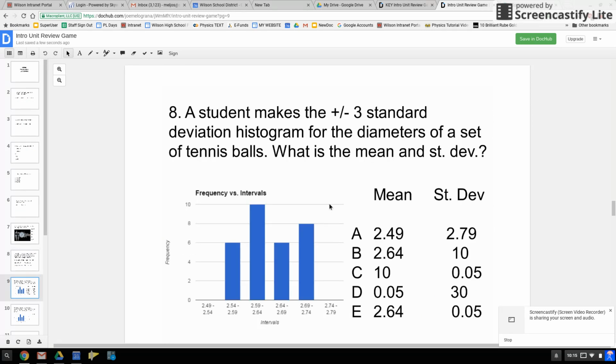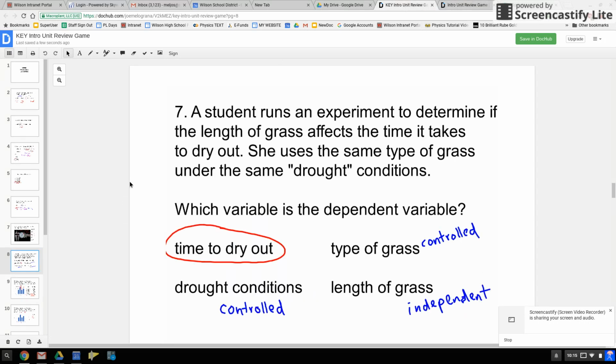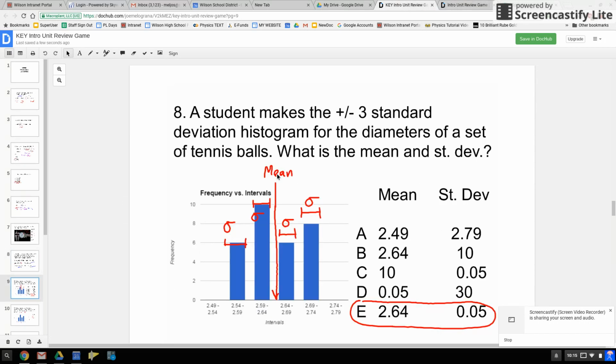A student makes this histogram, a plus or minus 3 standard deviation histogram for the diameters of a set of tennis balls. From looking at this, what is the mean and standard deviation of the data? All right, we could easily see this. It's in the middle of the 3 bins that would be our mean, which is 2.64, and the standard deviation, denoted by the Greek letter sigma, is just the width of the bins. And notice all the bins are 0.05 wide, hence the standard deviation.